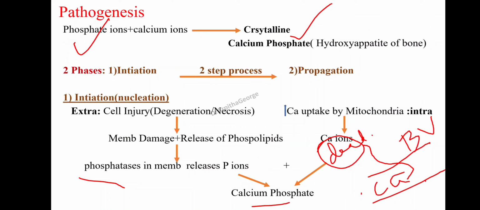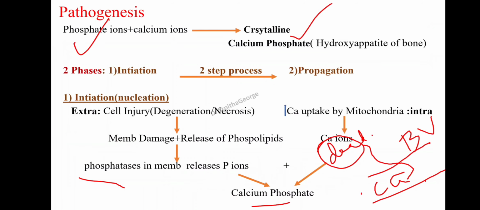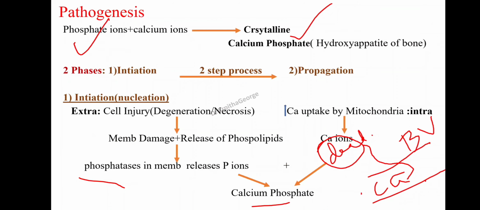Obviously, with more tissue damage, more phosphate ions will be released. More phosphate ions released means more calcium will go from the blood to bind with the phosphate. More calcium phosphate will be formed due to the initiation process. After that, some structural changes will happen, and finally it will form into mineral crystals, hydroxyapatite. You can see crystalline calcium phosphate. Crystalline calcium phosphate means the calcium phosphate has undergone the process of propagation. So this is the pathway, the pathogenesis of dystrophic calcification.